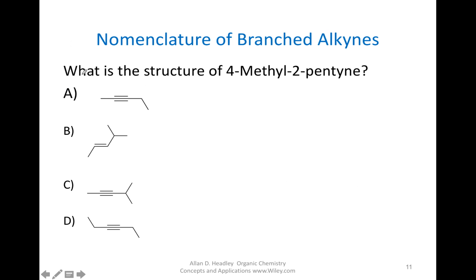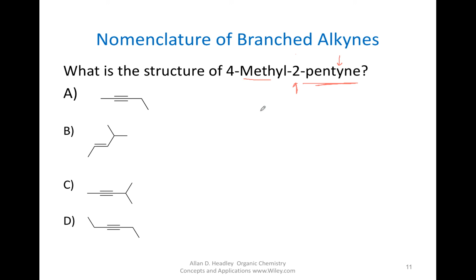Let's see if we can apply what we have learned here. The question is, what is the structure of 4-methyl-2-pentyne? So once again, I would suggest starting right here. So you may want to get a piece of paper at this point and write out 5 carbons. And on carbon number 2, we have a triple bond. Why? Because it's a Y in the name. And on carbon number 4, it is a methyl.